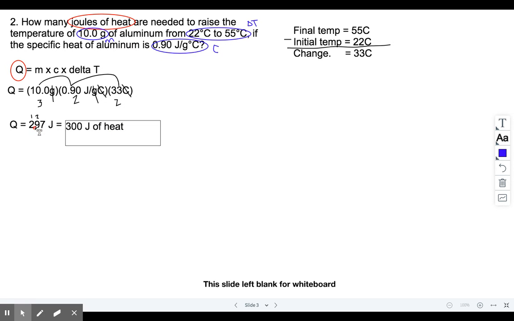Okay, so because the number behind the 9 was a 7, I round the 9 up. But since it's a 9, that makes the 2 round up to 3. So 300 joules of heat was what was required to heat up this aluminum by 33 degrees. Okay? And that's the second problem. Let's go to the third problem.